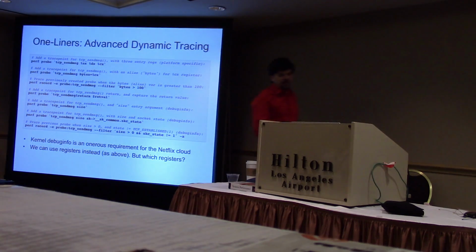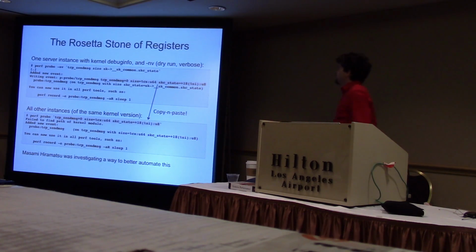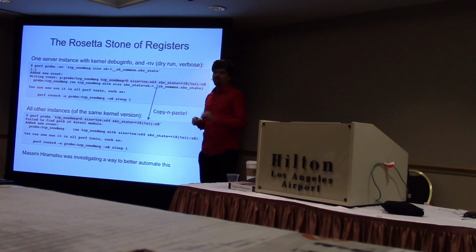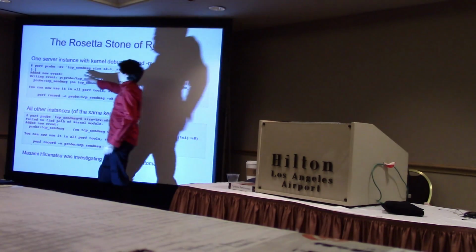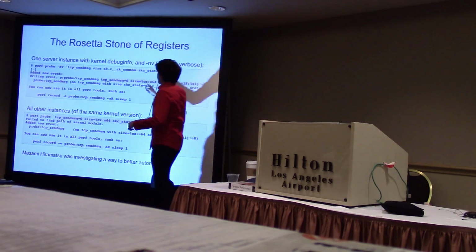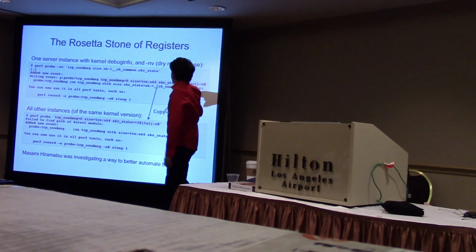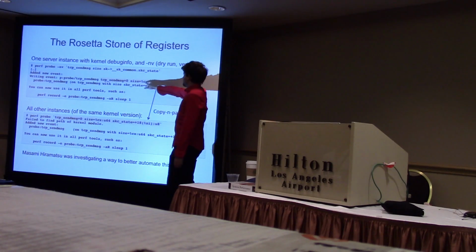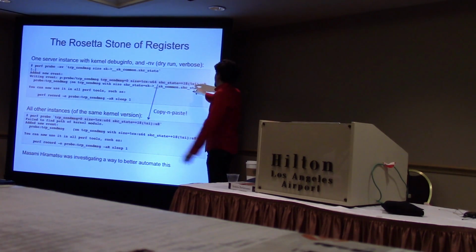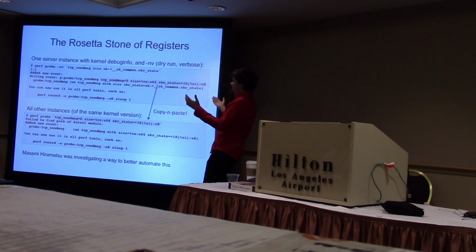And so I've been coming up with ways to map them with a Rosetta Stone of registers. On one system, on the Netflix cloud, I have kernel debug info installed, which is huge. And I run a perf probe -nv command, which says don't do it, but be verbose. And perf probe says, oh, okay, if you wanted to trace this whole thing, I would have instrumented CX register as a u64, and then SI, and would have done this and this. It's like, great, there's the answer.